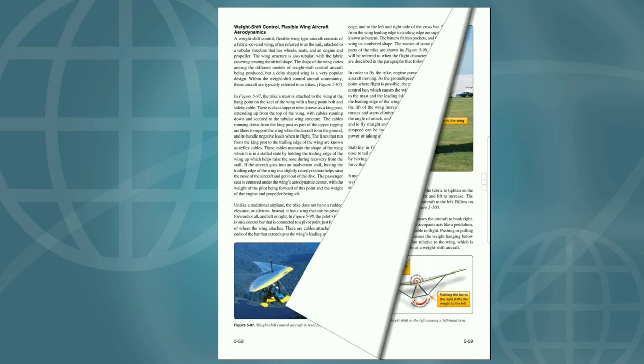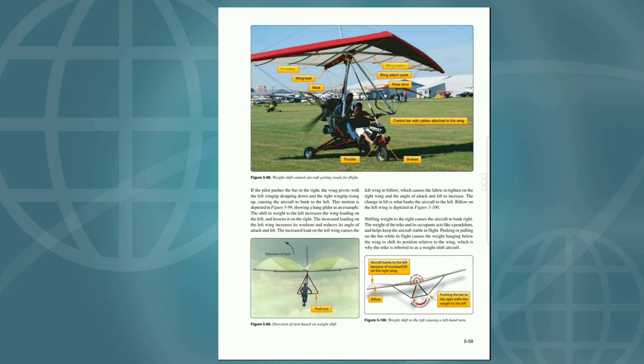Figure 5-98. Weight shift control aircraft getting ready for flight. Labeled parts: wing batten, crossbar, wing keel, mast, wing attach point, nose strut, control bar with cables attached to the wing, throttle, brakes.